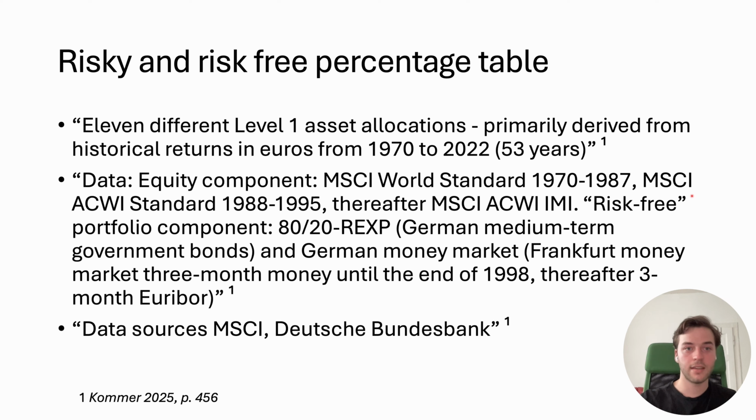So at the beginning, it's just MSCI ACWI, and afterwards he's able to switch to the IMI version, which includes even more assets for the worldwide investing universe. And in this case, because he's a German writing a German book, he uses for the risk-free part of his portfolio German government bonds and the German money market. Which is a small caveat.